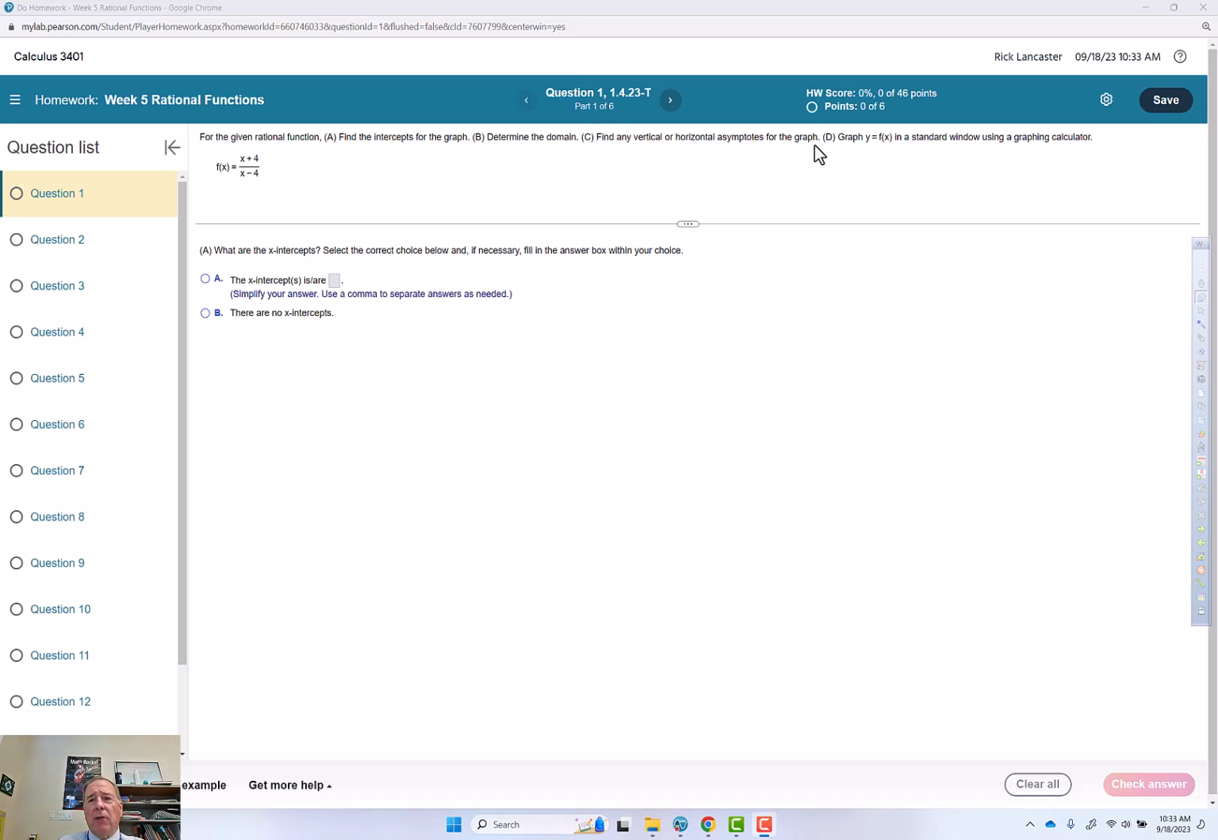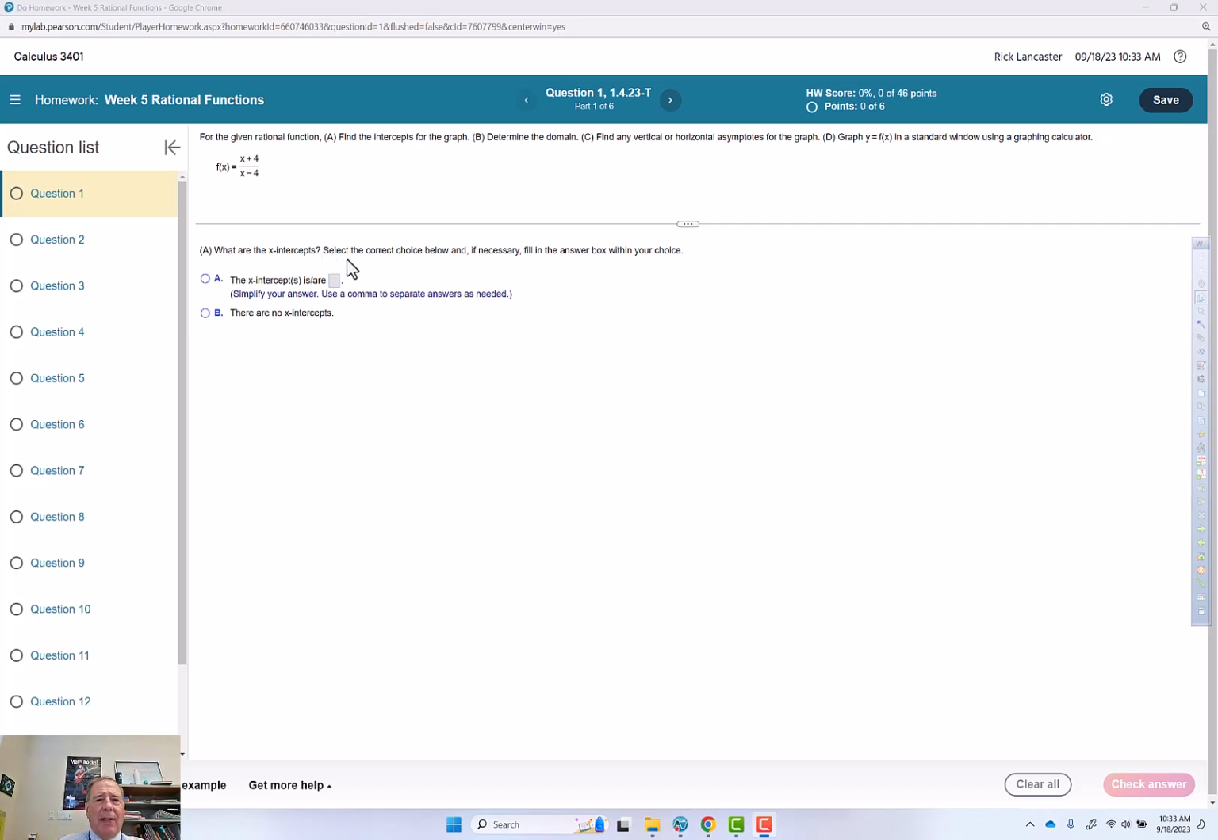Find any vertical or horizontal asymptotes of the graph. So the vertical asymptotes are going to be the same places you would be dividing by 0. For the horizontal asymptotes, you're going to think, as x goes to infinity or negative infinity, what would this fraction look like? For this one, as x goes to infinity, the plus 4 and the minus 4 don't really matter anymore, and we're going to go to x over x, which is going to be y equals 1. And then graph, I can show you how to do that on the calculator, and at some point, we can also talk about doing it by hand.